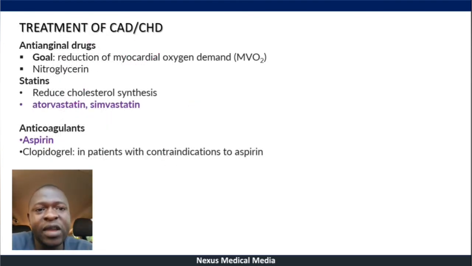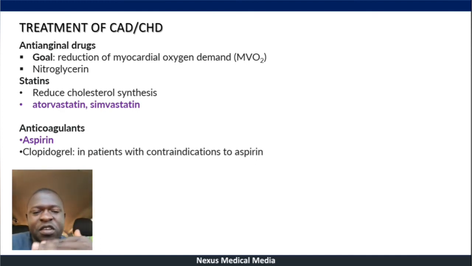How do we treat coronary artery disease or coronary heart disease? There's something called angina. Angina is chest pain, where someone will feel like there's an elephant on his or her chest. This is called anginal pain. There are drugs which you can use, and the goal of the anti-anginal drug is to reduce the myocardial oxygen demand. An example is a nitrate called nitroglycerin. We can also use beta blockers, calcium channel blockers, etc.